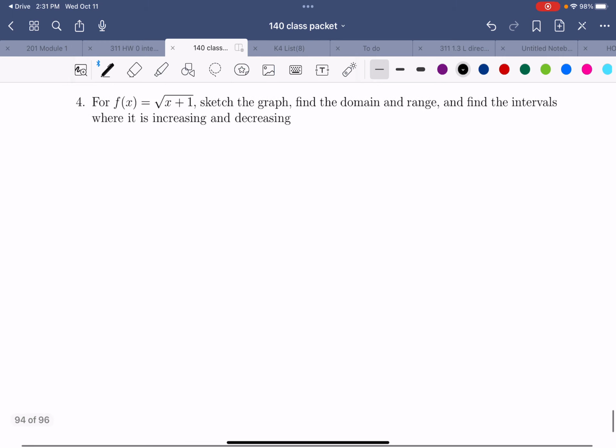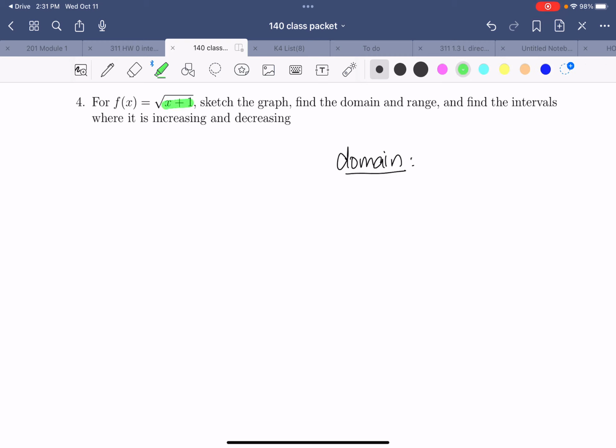And lastly, here we go. For f of x equals square root of x plus 1, find the domain and range. So we start with the domain. And we have the square root. So we're going to look at what's underneath there. That has to be positive. So x plus 1 has to be greater than or equal to 0. If we subtract the 1 to the other side, that's when x is greater than or equal to -1. So the corresponding interval will go from -1 on to infinity.